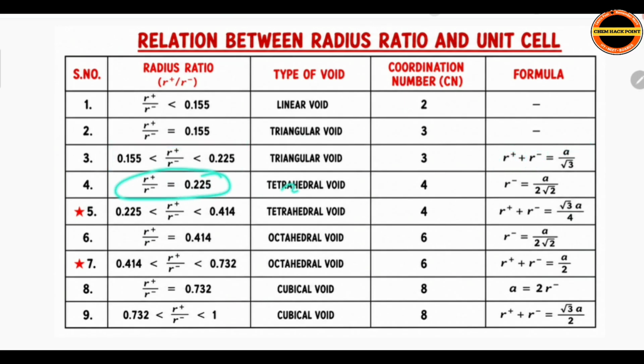Here also see 0.225, tetrahedral void, coordination number 4, formula given. In this range also tetrahedral void, 4, formula also given. Here it is for an octahedral void, coordination number 6, radius of anion. Here a range is given, octahedral void, 6, cation plus anion sum. Here also see r plus by r minus 0.732, cubical void, coordination number 8, a is equal to r minus. And one more range for a cubical void, coordination number 8, r plus plus r minus is equal to root 3a by 2. This is the most important table, and you can solve many questions once you remember this particular table.